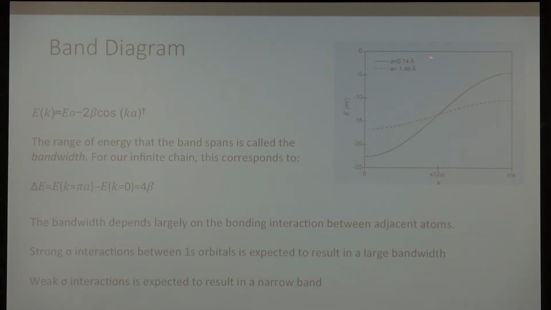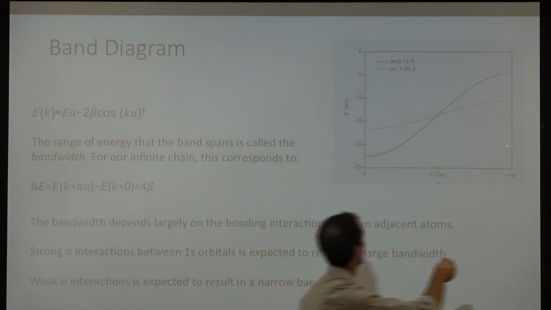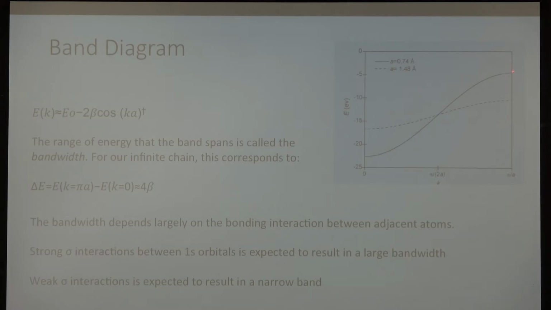If you read the text, she goes on and shows a couple other examples of how this changes as a function of bond length. If you could do some hypothetical experiments to adjust the bond length between these different hydrogens, how would your bandwidth change? This overall, the point here minus the point here. The solid curve is a shorter bond length. The dashed curve is a longer bond length.